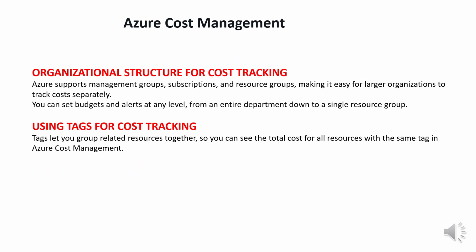Organizational structure for cost tracking. Azure supports management groups, subscriptions, and resource groups, making it easy for larger organizations to track costs separately. You can set budgets and alerts at any level, from an entire department down to a single resource group. Using tags for cost tracking. Tags let you group related resources together, so you can see the total cost for all resources with the same tag in Azure Cost Management.